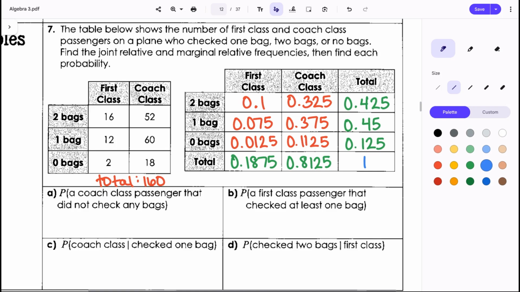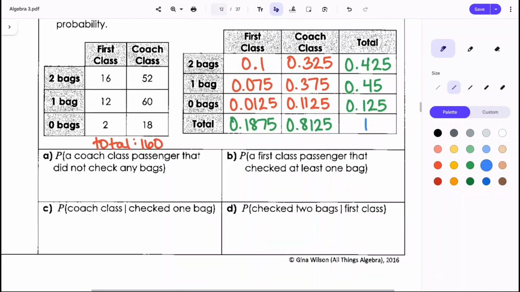Okay? So now what they're going to do is ask you questions like we saw before. But instead of answering it necessarily in a fraction, like 12 over 160, we're going to use the percentages.